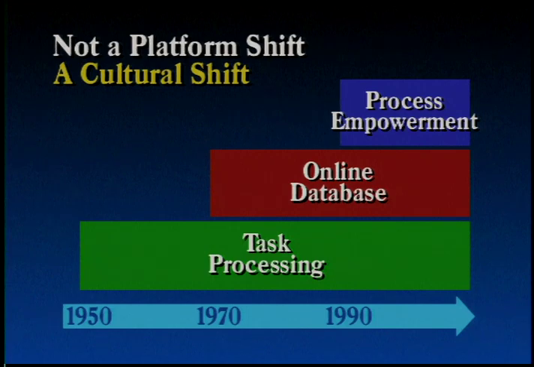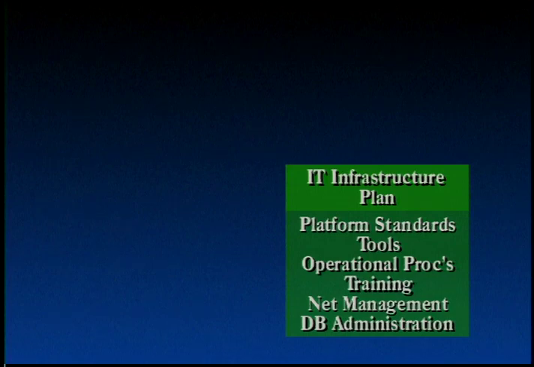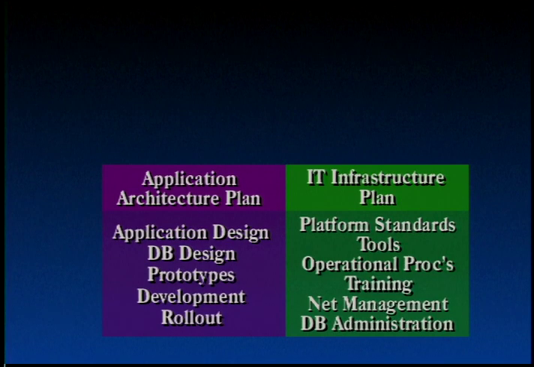So from a planning perspective, here's what's really required. A lot of people, when they think about client-server, for example, think about either technical planning or application planning, the things that you see at the bottom. And there's no question about the fact that in order to build a new generation of client-server applications, we need an application architecture plan, and then with it, we need a plan for a new information technology infrastructure.